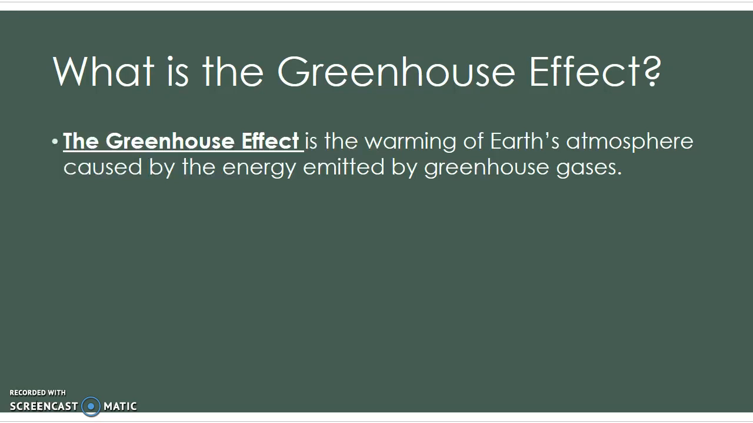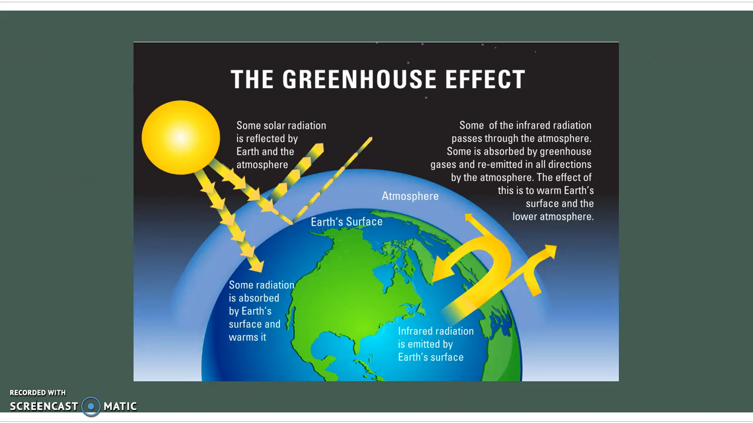The greenhouse effect is the warming of Earth's atmosphere caused by the energy emitted by greenhouse gases. The greenhouse effect can be described as some solar radiation is reflected by Earth in the atmosphere. Some radiation is absorbed by the Earth's surface and warms it.